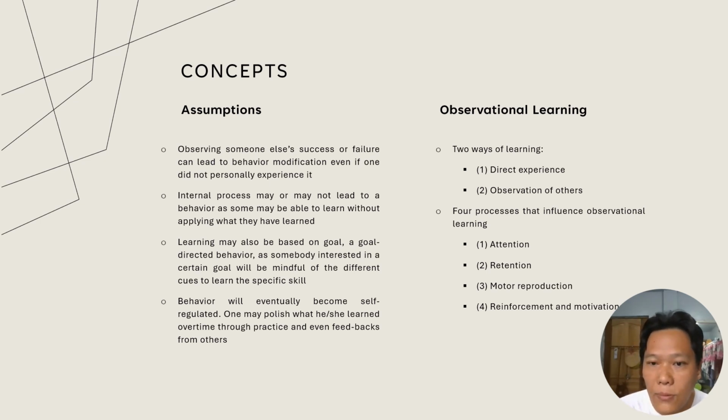And observational learning, there are two ways of learning. We can learn from direct experience and observe from others. And there are four processes that influence observational learning. One is we need to have that full attention, and then retention of what we've learned, motor reproduction, and reinforcement and motivation, which can be through, like what I previously said, reward system.